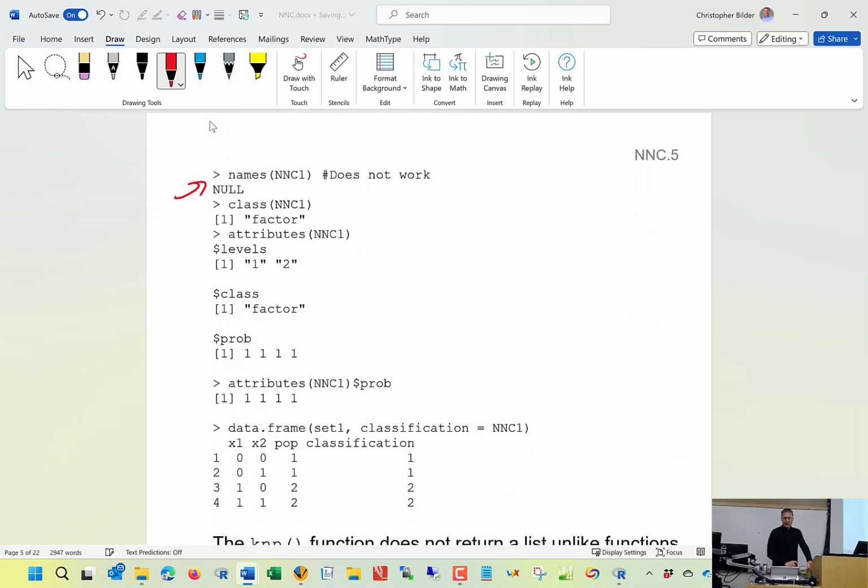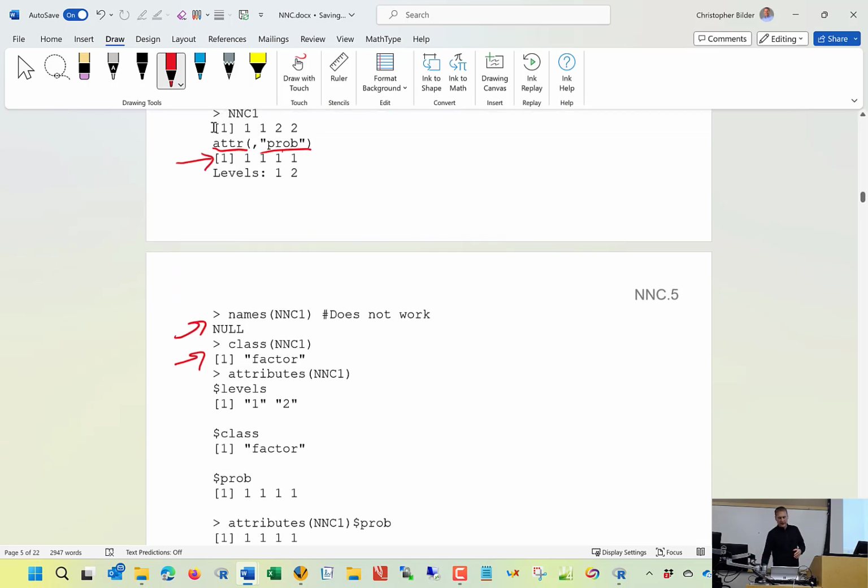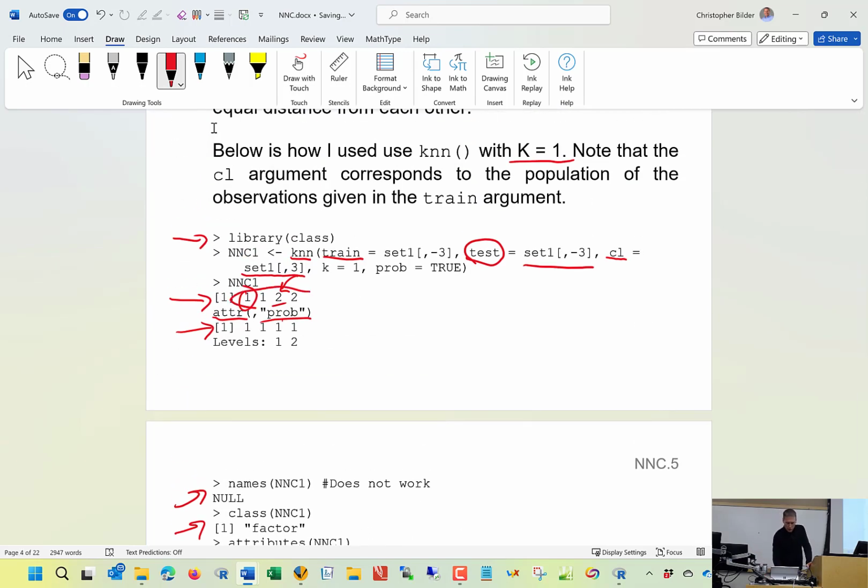Notice here, if I were to use the names function with this, I get basically nothing in return. If I use the class function with nnc1, this tells me I have a class of factor type. R uses the general class called factor for categorical variables. And so that's all that is telling me. That essentially these 1s and these 2s are categories.